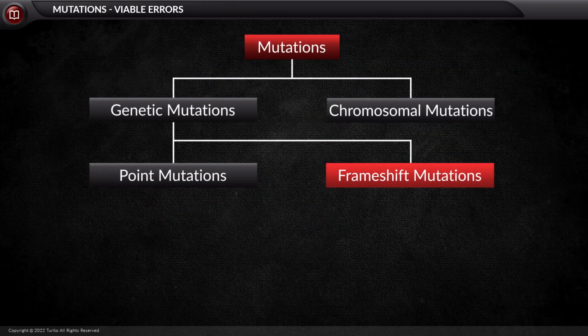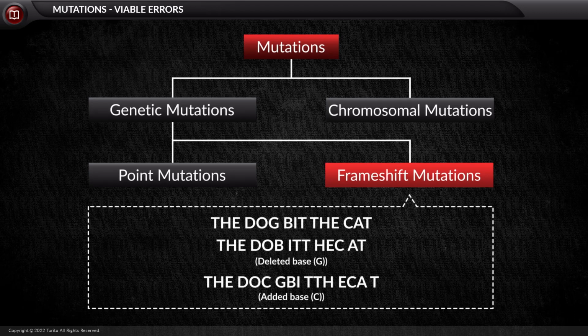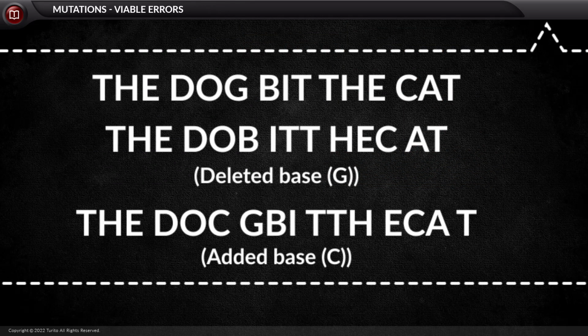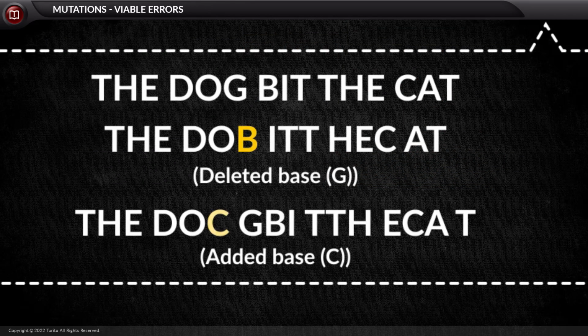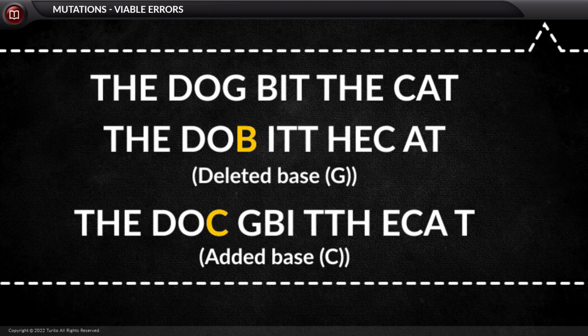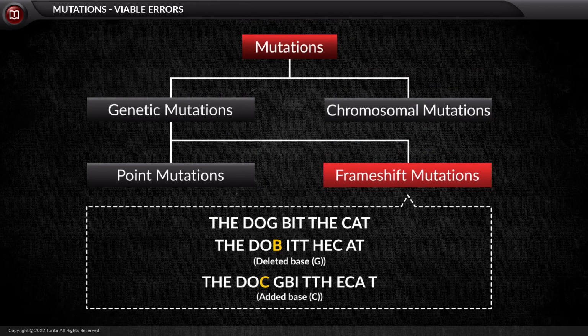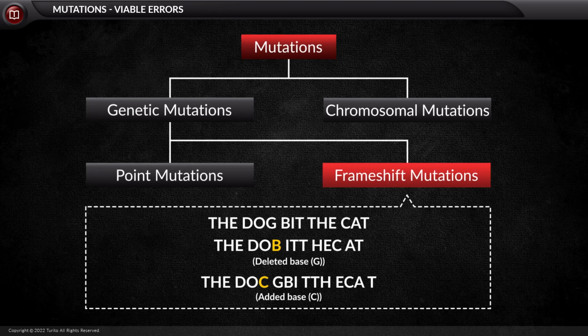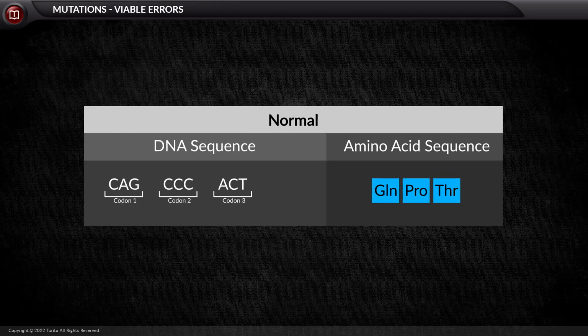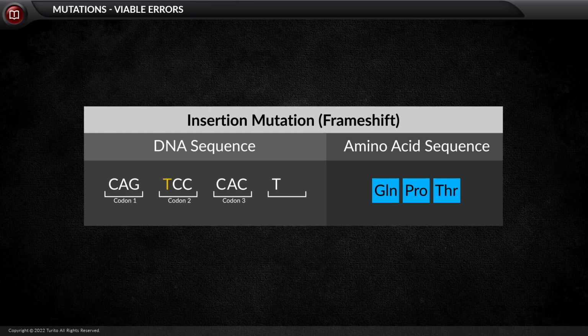Frameshift mutation occurs when one or more nitrogenous bases are deleted or added. For instance, observe the given sentence and how the reading frame shifts when one base is deleted or added. To explain a frameshift mutation, let us consider an example where there is a complete change in all the amino acids in a polypeptide chain. The normal DNA sequence included the coding for a peptide chain with amino acids glutamine, proline, and threonine. A frameshift mutation in this DNA sequence changed the amino acids into glutamine, serine, and histidine.